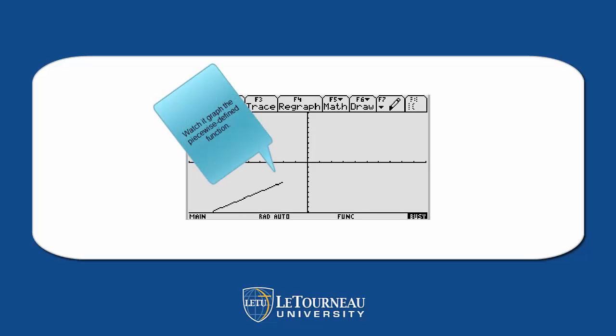Now, watch it graph the piecewise defined function. There's the first piece, the line. Here comes the second piece, the parabola. Isn't that neat?